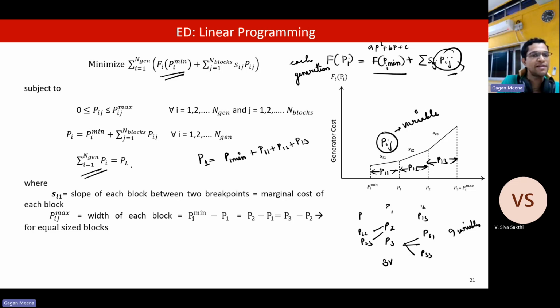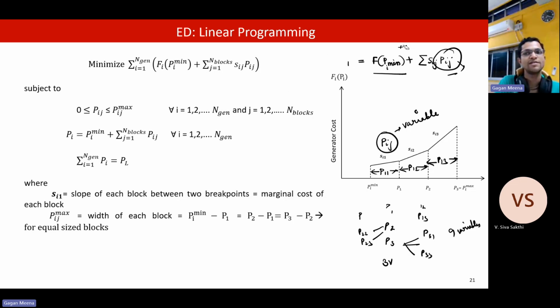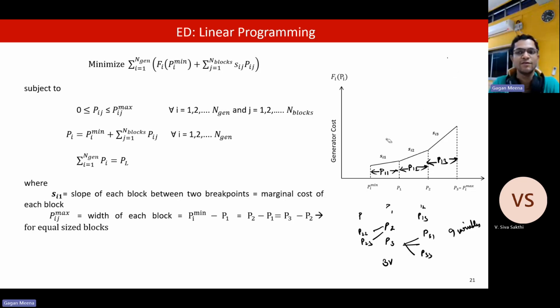And sum of Pi is equal to P load. This was already there. The only thing which has increased is this, and this has been modified, and the cost function has been modified. Now we can use it, and we can give it to any solver, and the solver will give us the output. This way we can do.